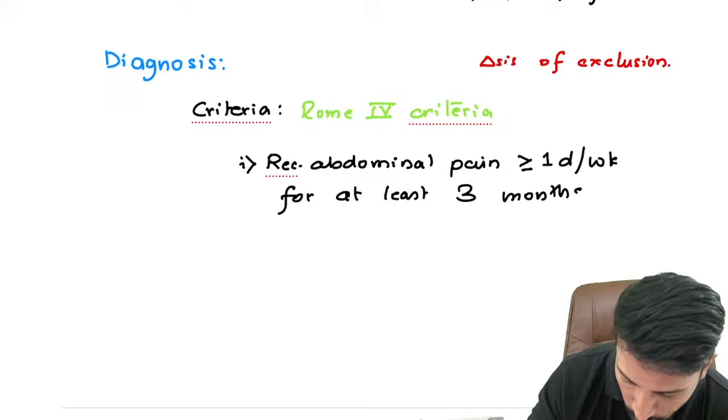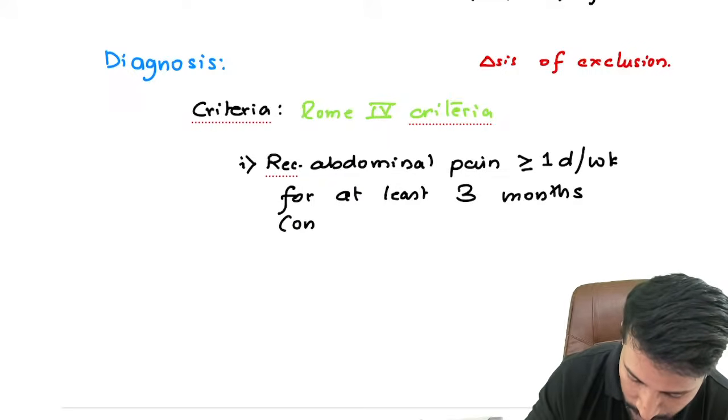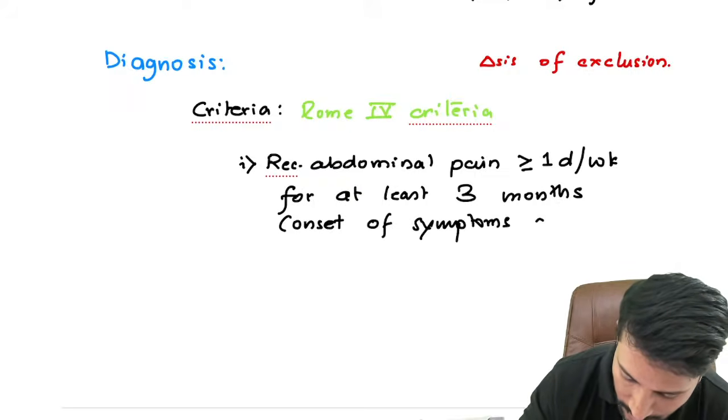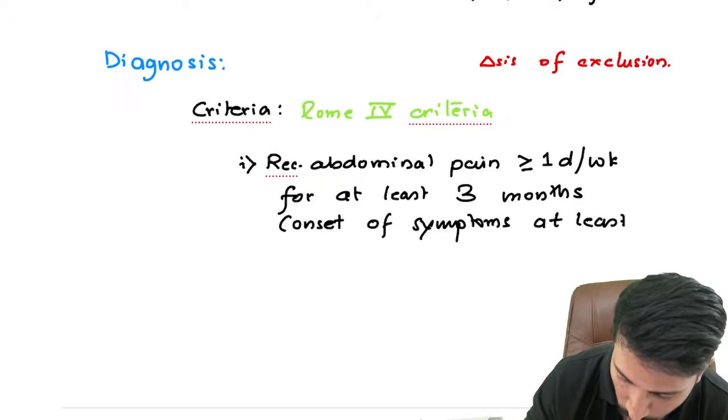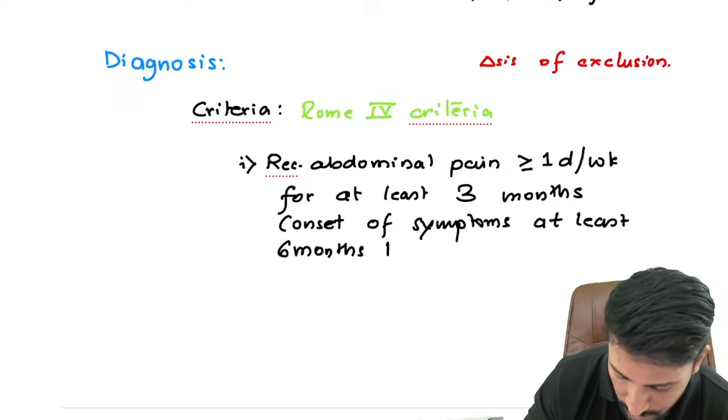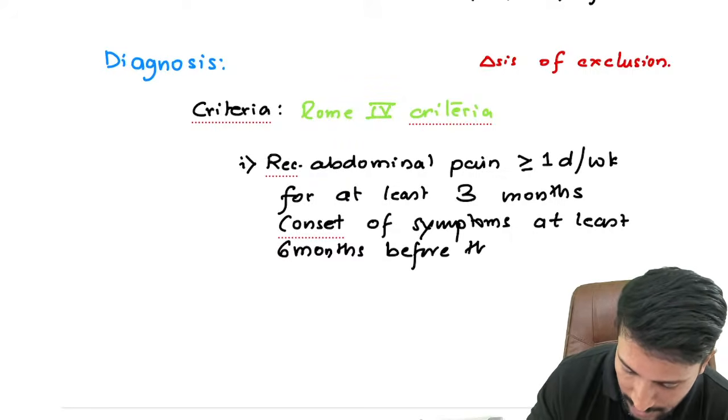And then I have to mention one more point here. The onset of symptoms at least 6 months before the diagnosis. I will brief you what that means so that you can remember it.